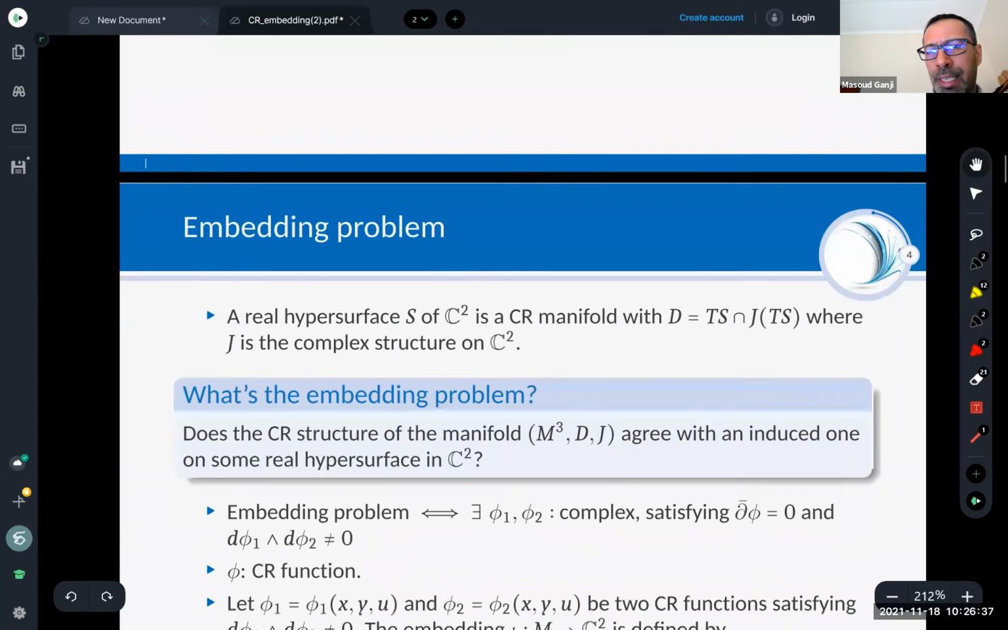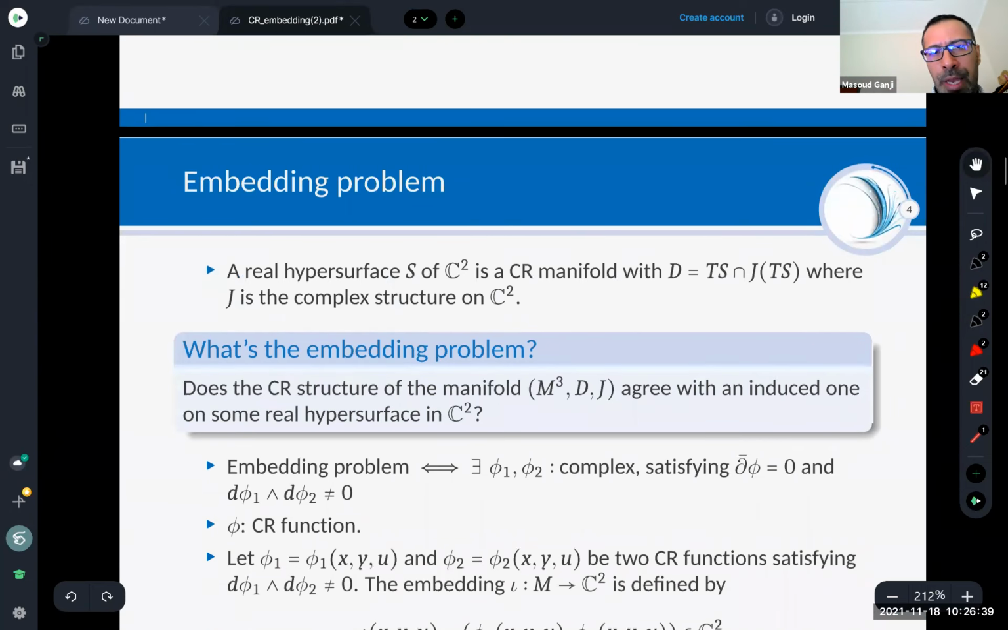So now, what's the embedding problem? If you consider a real hypersurface S in C2, it's a CR manifold with D defined in this way: TS intersected with J applied on TS. And J comes from the canonical complex structure on C2. That's the CR structure introduced in this way for the real hypersurface S in C2.